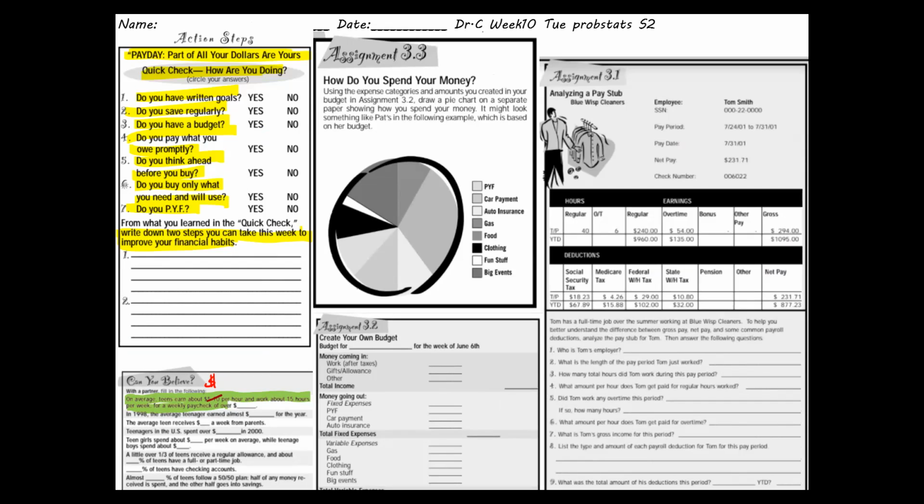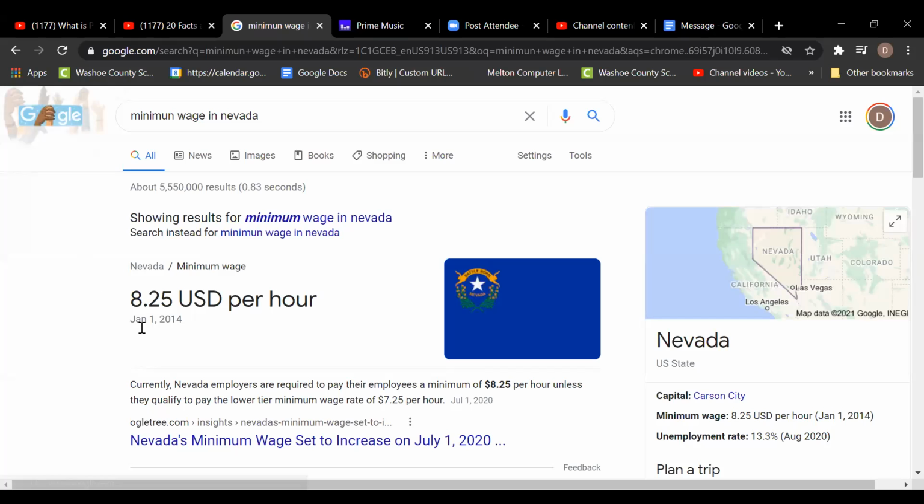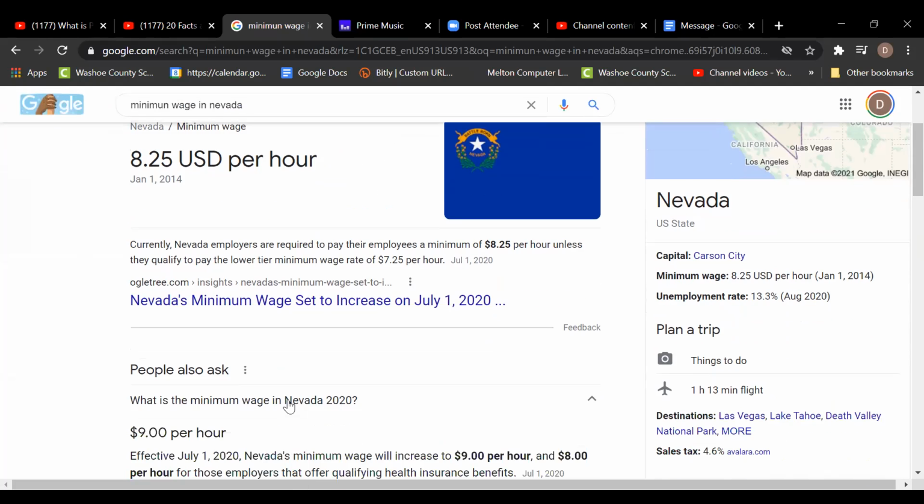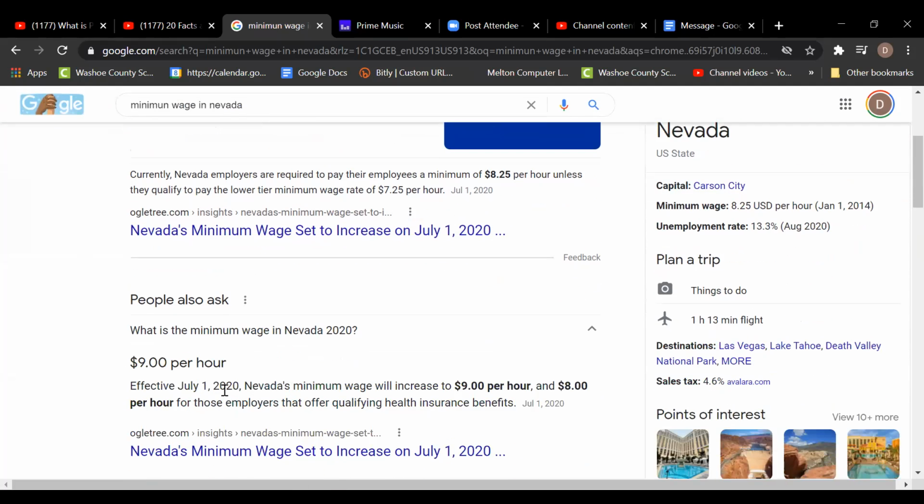But that seems a little bit low, and I know they've definitely talked about increasing that. So let's see, minimum wage in Nevada. So here we go. Okay, in the state of Nevada, it is actually $8.25, but that seems really, really low because that's from 2019. As of July 2020, your minimum wage is going to be $9 per hour.